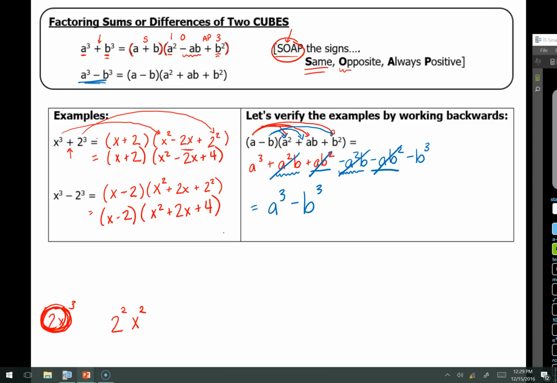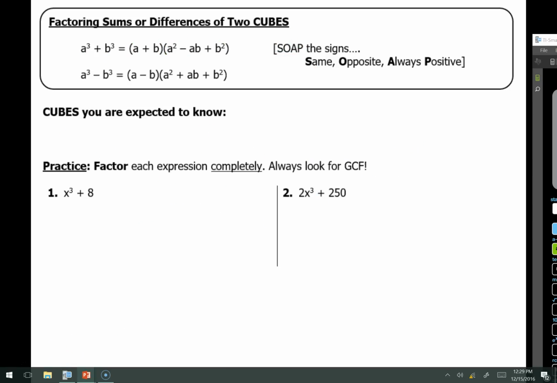This will work with any set of numbers. If you correctly factor a sum or difference of two cubes, you can always distribute your factors back together, and you should get the original problem that you started with. All right, so let's look now at the cubes you're expected to know, and then do some practice with this.